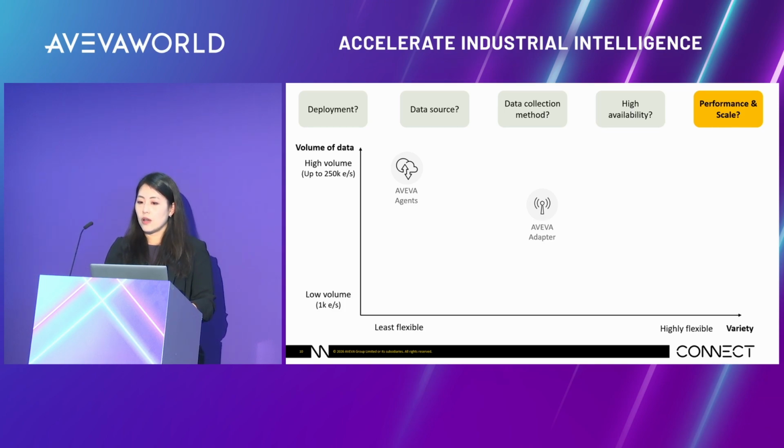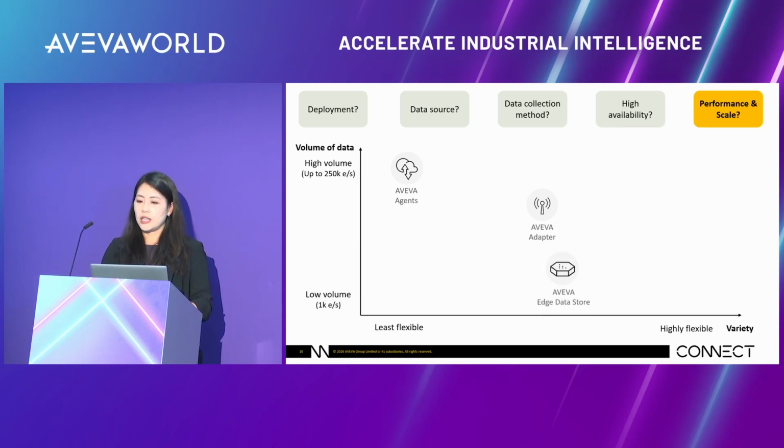AVEVA adapters also support fairly high volume of data, but not as much as AVEVA agents, mostly because of the nature of the data sources you might be connecting to. However, they're able to collect data from a number of different sources and assets, so it gives them a bit of an edge in terms of variety. And they can also, as I mentioned, be deployed on Windows or Linux. So it's a little bit more flexible. And you can also have standalone installation, or you can have containers. So a bit more flexibility there too.